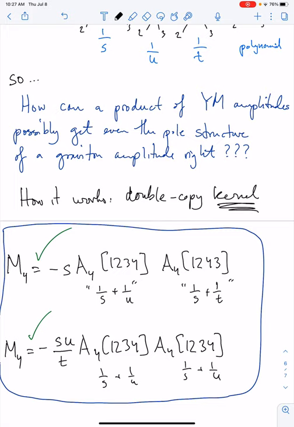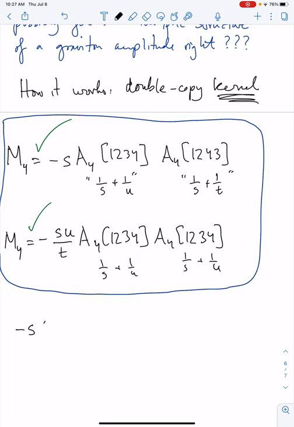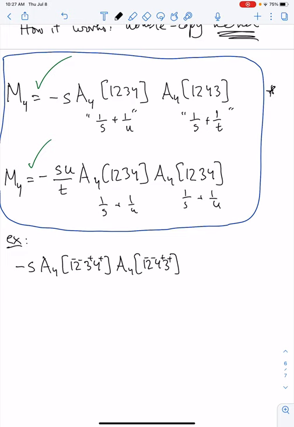So let's do that. Let's consider the product minus S times the color ordered amplitude 1, 2, 3, 4, times 1, 2, 4, 3. So this is the first case up here. And I'll focus on the MHV sector. So I put minus, minus, plus, plus, minus, minus, plus, plus on these states. And then we'll write it in terms of the Parke-Taylor amplitude. So what is S? Well, S in spinor helicity is angle 1, 2 times square 1, 2.